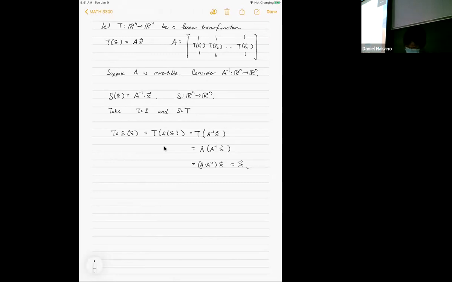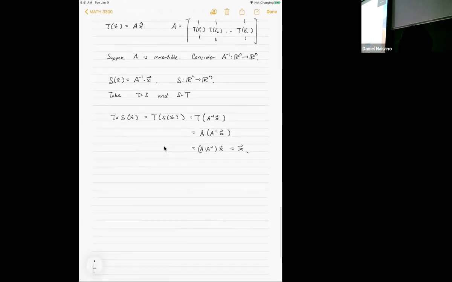All right. And now what I'm going to do is I'm going to do it the other way around. So S of T of X. This is S of A of X, which is A inverse A of X. And the answer is the same, just X. All right. So I have T composed with S is the identity, and S composed with T is the identity.